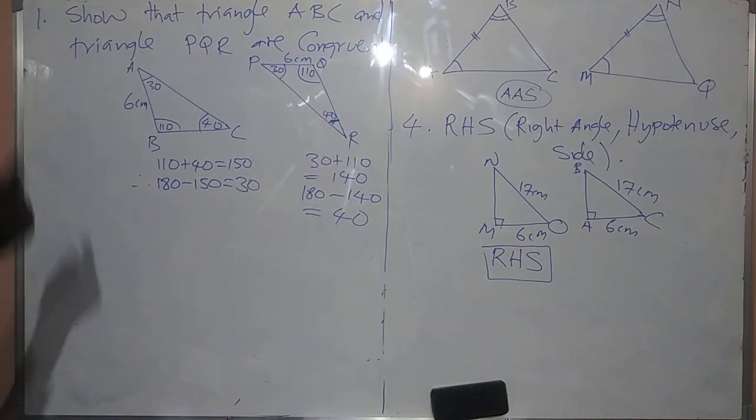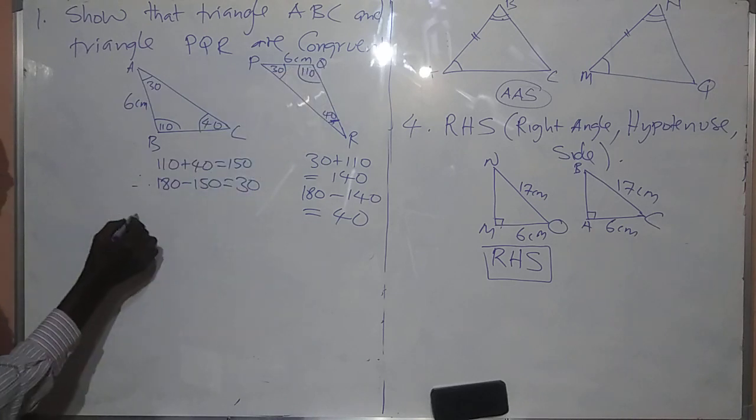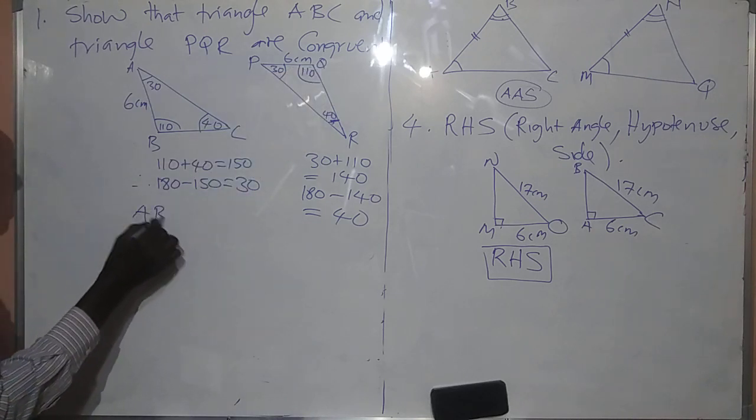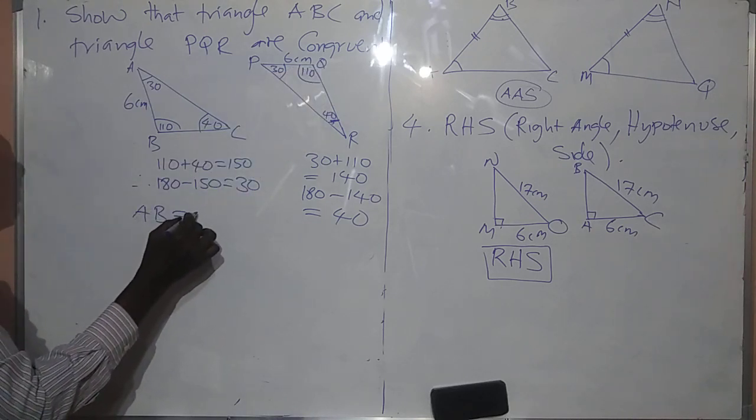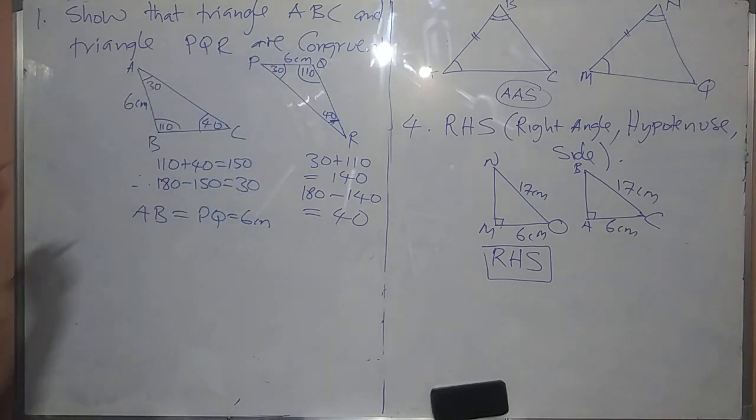Now that we have our two triangles, we are going to consider the conditions of congruency. So we have AB is equal to PQ. The side AB is equal to PQ, which is 6 centimeters. Both of them are 6. And then we are going to pick only two angles that are the same there.